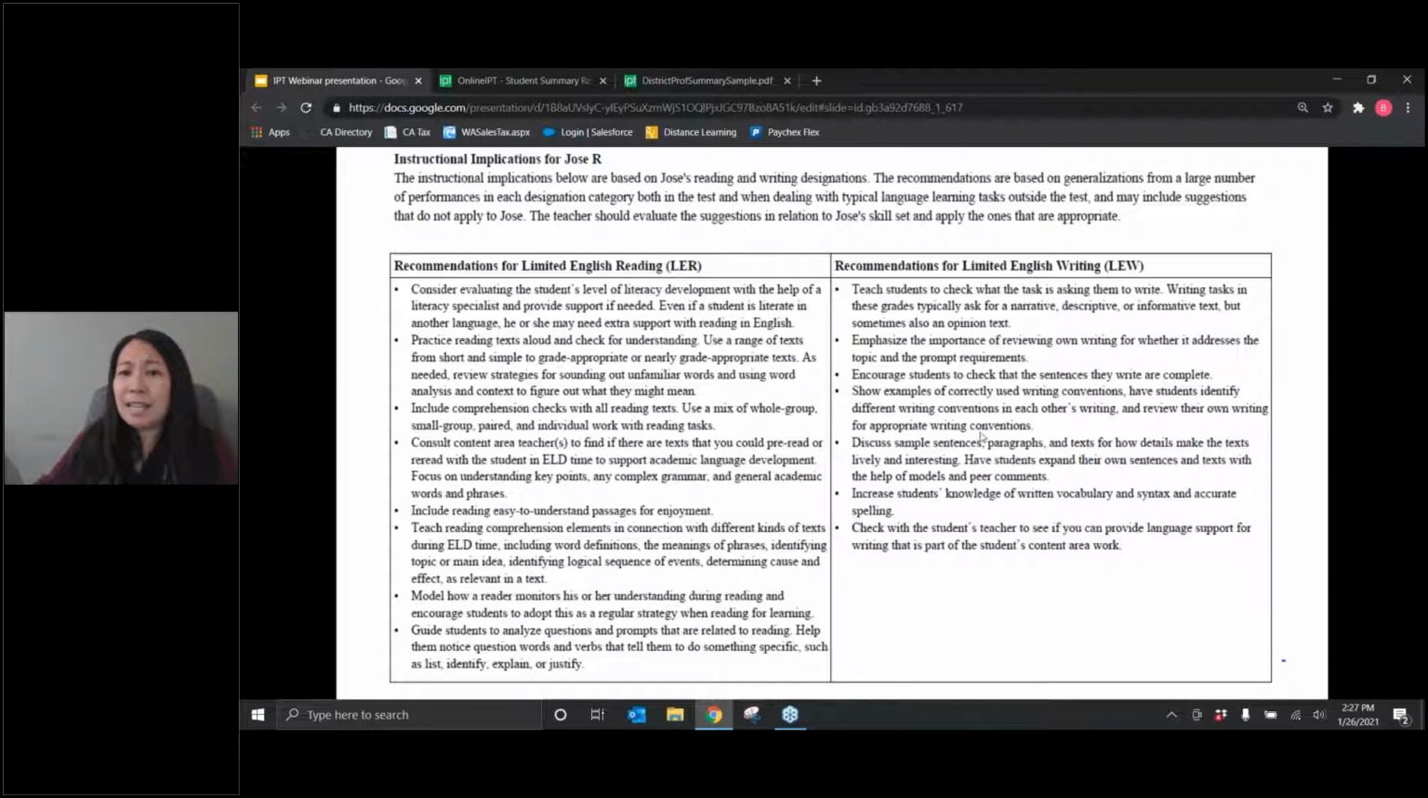You're also going to see discussion of sample texts, sample sentences to use as a model so students can see how they should be doing writing and improve their writing.